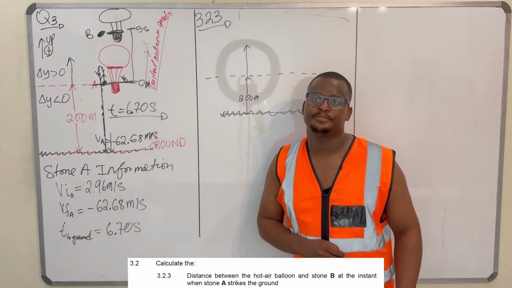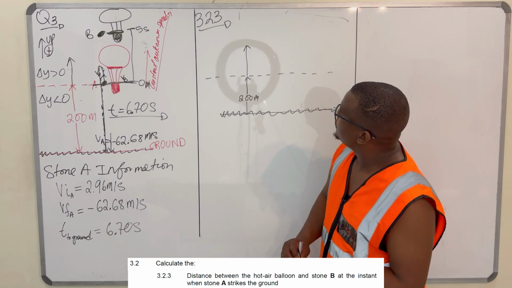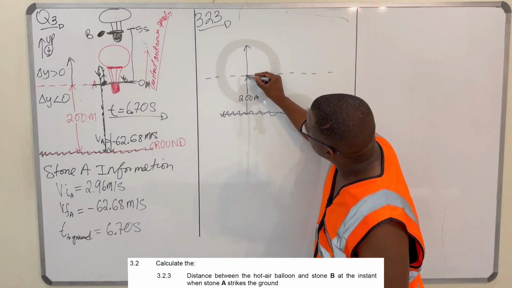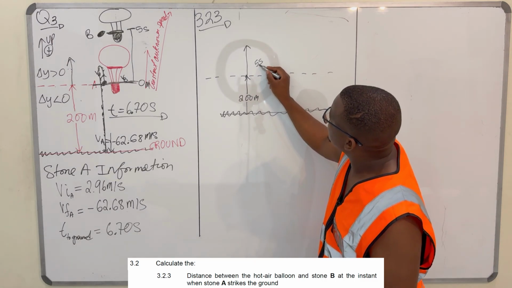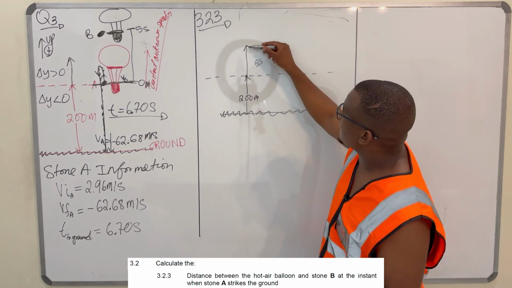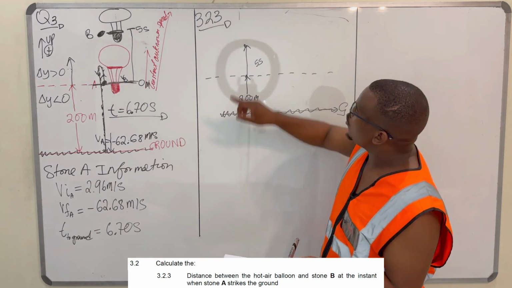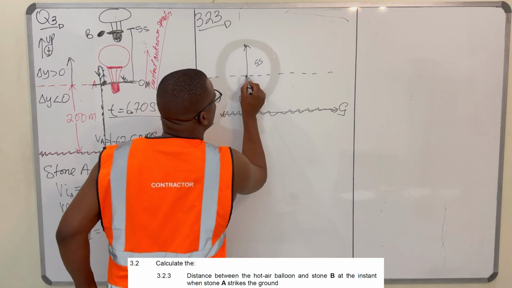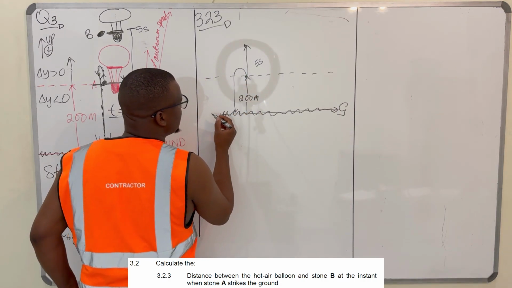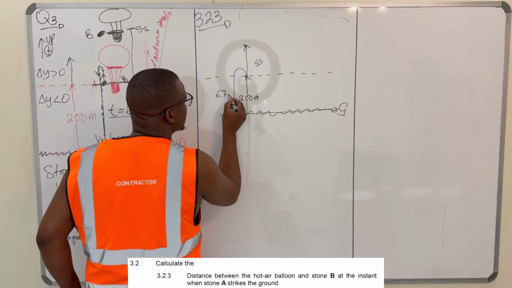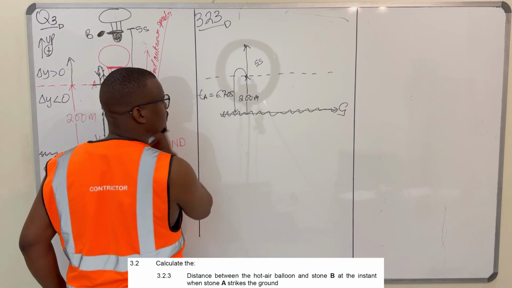Let me repeat this. What I'm saying is, stone A was released here, right? And then after 5 seconds, which is this displacement here, stone B was released. So, here's stone A, here's the motion of stone A. It took 6.70 seconds.